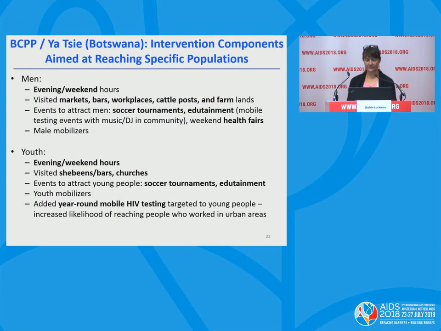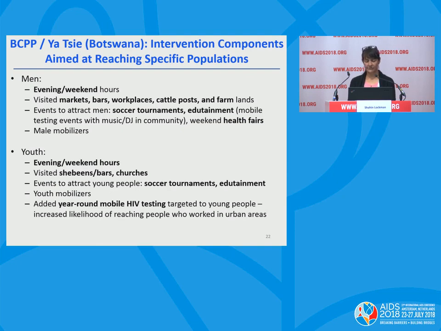Finally, moving to the 4th UTT trial, BCPP also included elements of the intervention that were designed to help reach and serve men and youth. For example, in order to engage men, the field teams had evening and weekend hours, visited markets, bars, and workplaces, and held events to attract men, such as soccer tournaments, mobile testing events with music, and weekend health fairs.